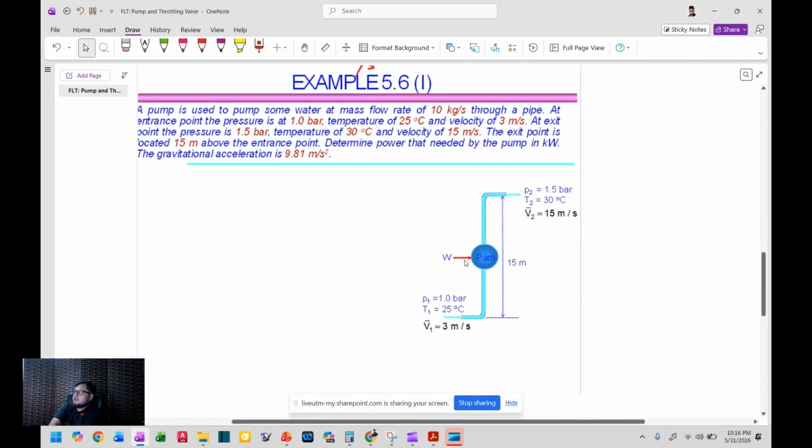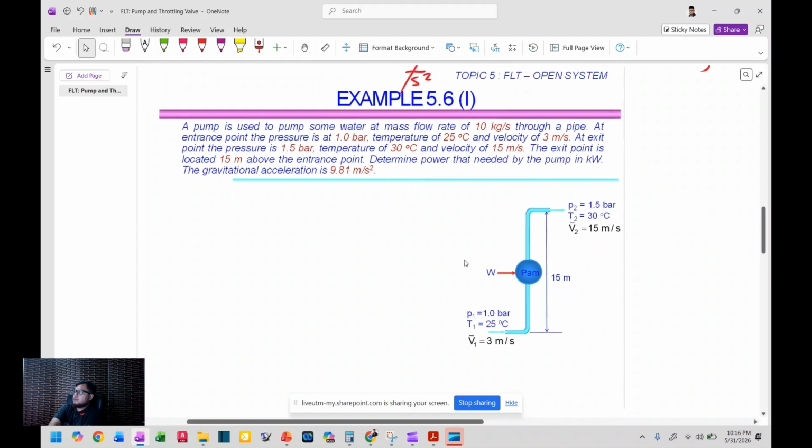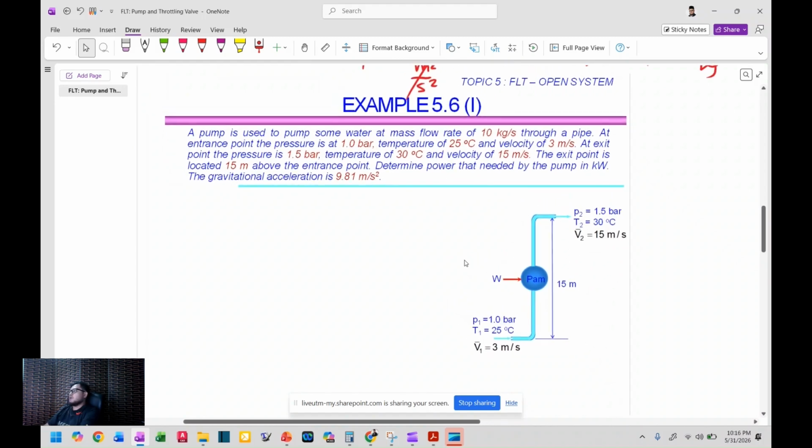So let's see example 5.61. A pump is used to pump some water. So water here is the working fluid, at a mass flow rate of 10 kilograms per second. The information is given there, and it's also illustrated in the diagram below. So this 10 kilograms per second comes from this side, which is state 1 at the bottom, and it flows from bottom to top.